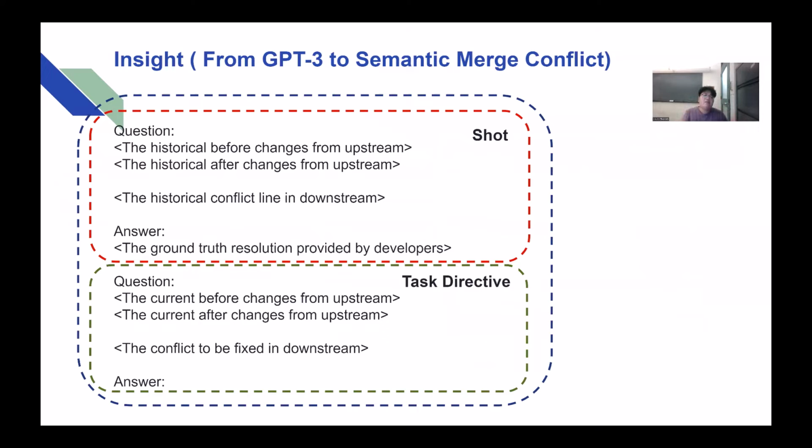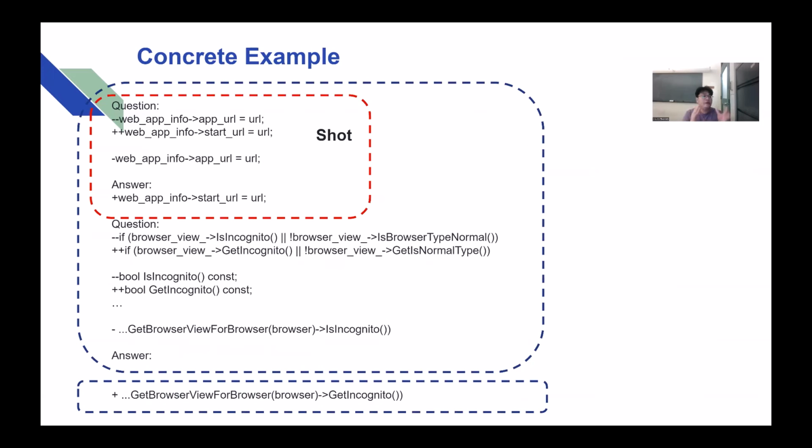Inspired by this one-shot example, this is what we're going to do in resolving semantic merge conflicts. In the shot part, we provide how a merge conflict was historically resolved. Then in the task derivative, we put the current conflict and the current changes related to the conflict. And then we ask the model, what's the resolution for this? Let me give a concrete example of this.